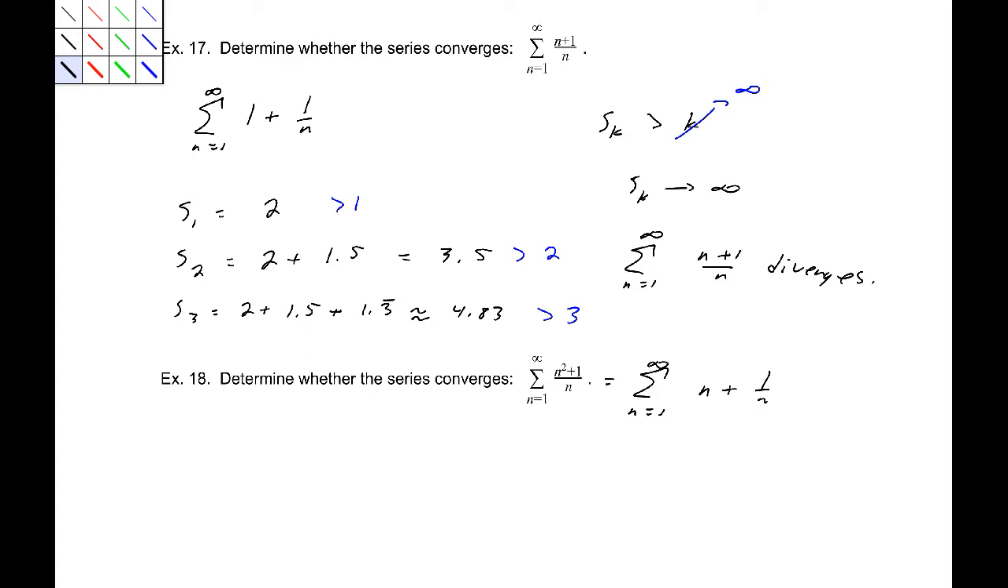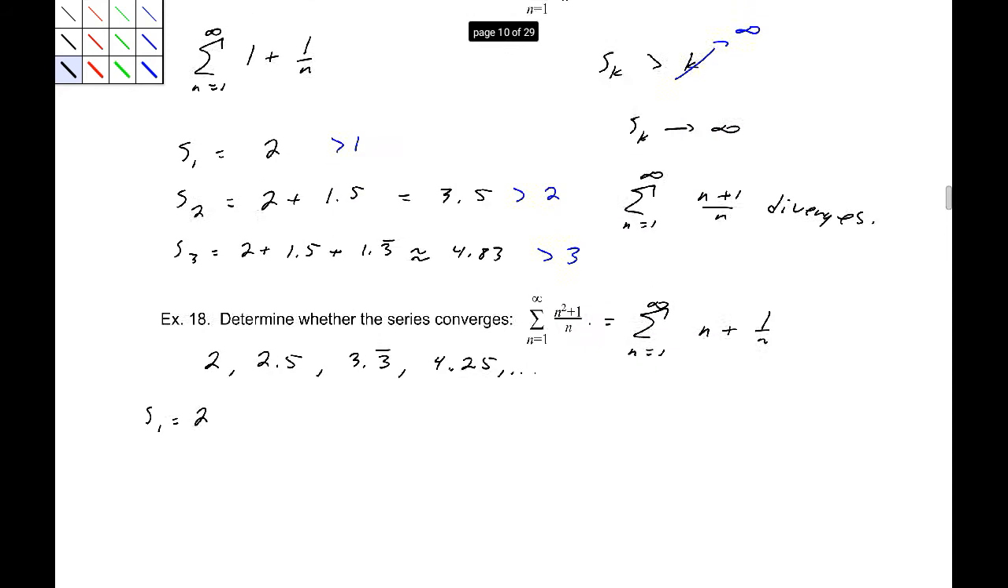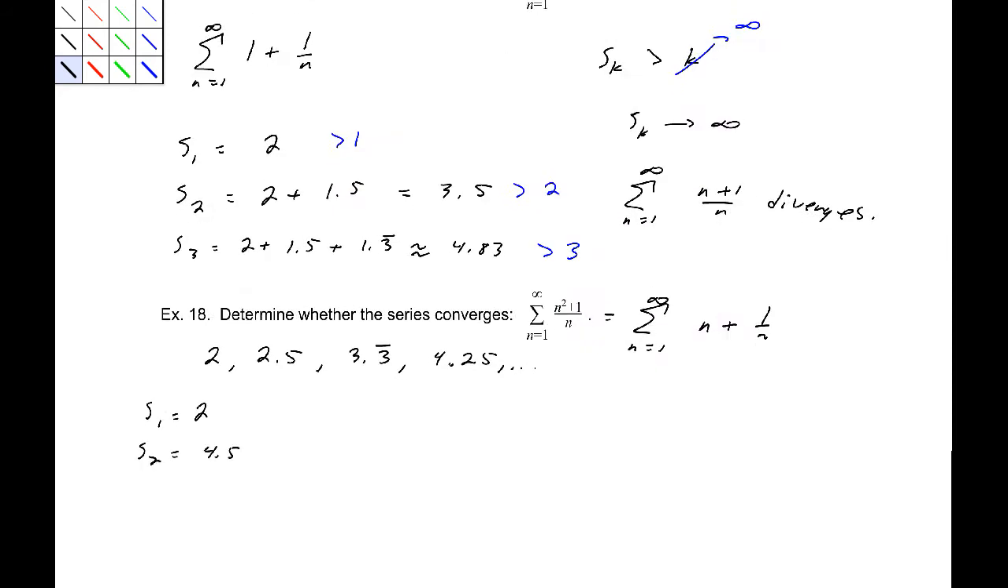All right, so our terms, we have 1 is 2. Plugging in a 2, we get 2.5. Plugging in a 3, we get 3 1/3. Plugging in 4, we get 4 1/4. Okay, so the sequence is going to infinity. The sequence is increasing. So our sums are going to be S1 equals 2. S2 equals 4.5. S3 is going to be 7.83, approximately.